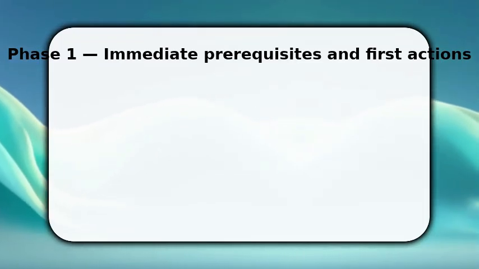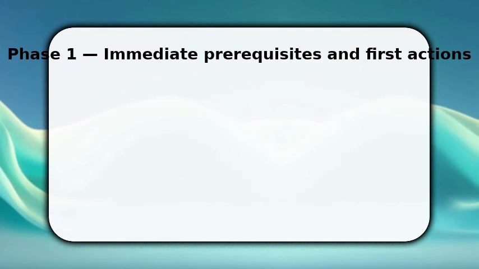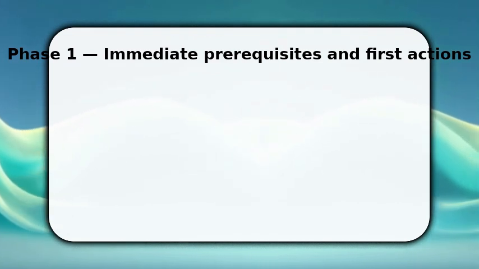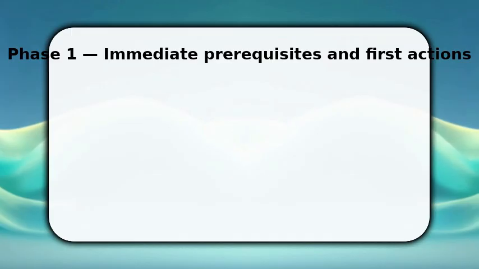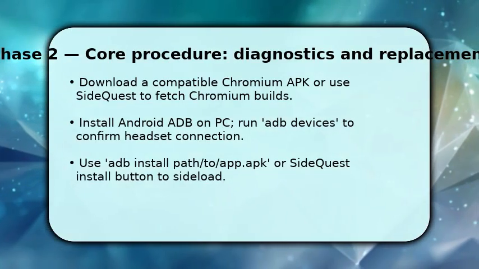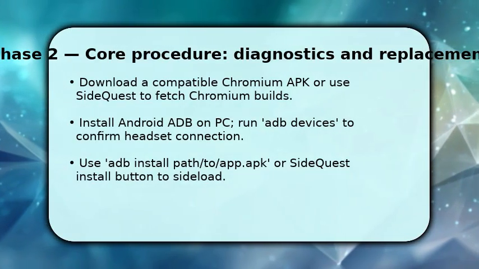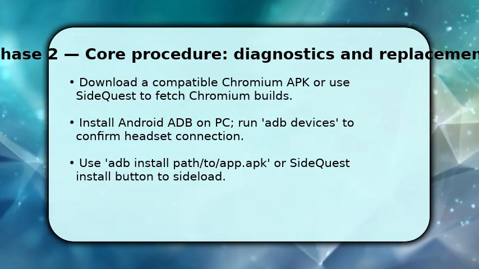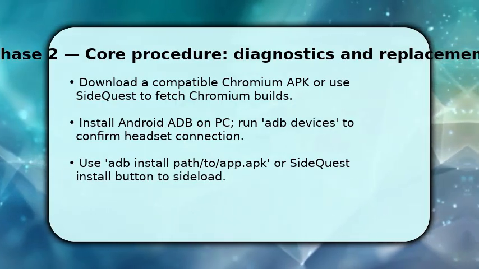Next, connect the Quest to your PC with USB and accept the headset permission prompt so files can be transferred. Now you sideload the browser build. Install ADB on your computer and confirm the Quest appears with adb devices. This verifies the USB link.